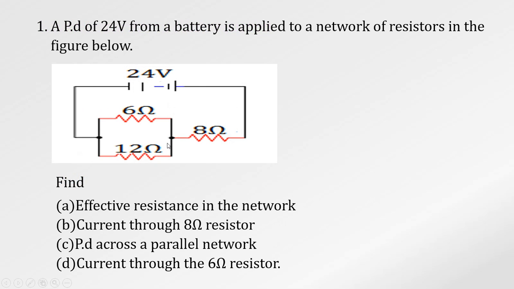Okay. Number 2, a PD of 24 volts from a battery is applied to a network of resistors in the figure below. Now these are many, there are 3. 1, find the effective resistance of the network. 2, the current through. 3, the PD across the parallel network. 4, the current through the 6 ohm resistor.